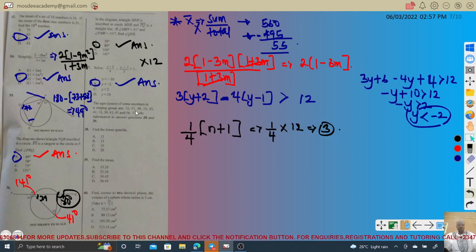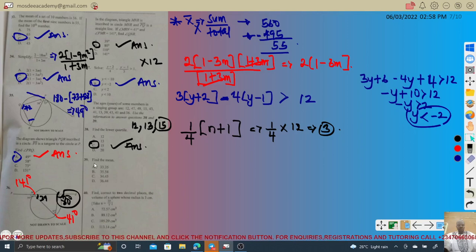When I arrange in ascending order, the lowest number here is 12, followed by 13, that's the second number, and followed by the third one, which is 15. So this is the third number. So 15 will be my lower quartile. So that is that. I hope you didn't make a mistake when you were solving that, dear student.